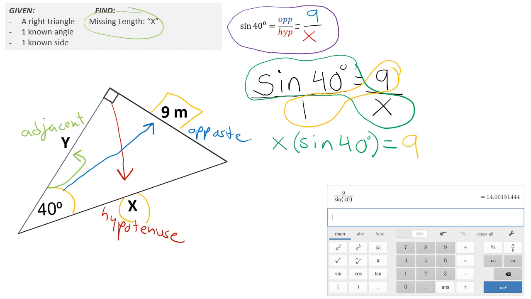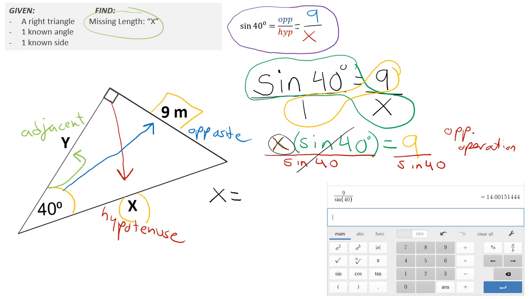So using what we understand about algebra, remember I want to use my opposite operations, and because I want to isolate this x, I'm going to use opposite operations. Because the sine of 40 is being multiplied, I'm going to divide both sides by the sine of 40, which means that that goes away, leaving us with x equals 9 divided by the sine of 40. And that is your answer.